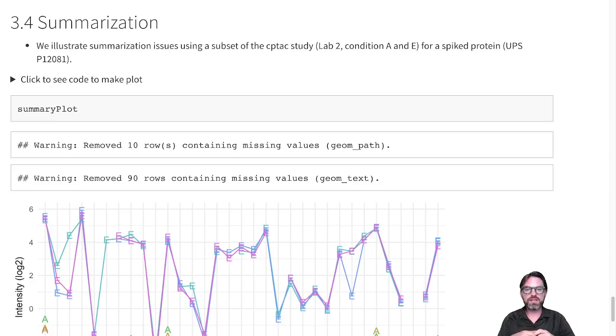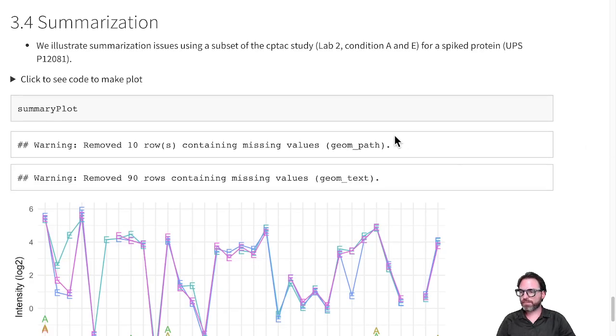We will again use the CPTAC study to motivate the reason for summarization and how we have to summarize. We will use data from lab 2, one lab, condition A and condition E, so the most extreme conditions, to really indicate the problems that can arise. And we will do that for a spike-in protein that is differentially abundant across these samples.